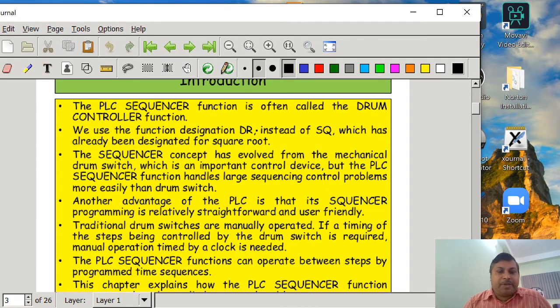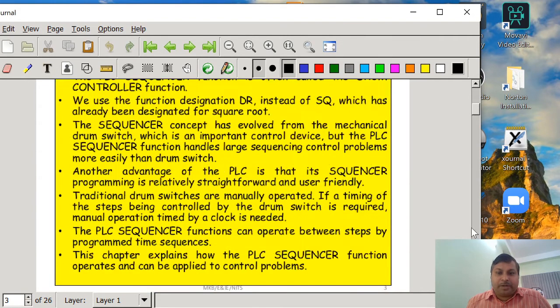Another advantage of the PLC is that its sequential programming is relatively straightforward and user-friendly. The traditional drum switches are manually operated. If the timing of steps being controlled by the drum switch is required, manual operation time by a clock is needed. But the PLC sequencer function can operate between steps by a programmed time sequence. This chapter explains how the PLC sequencer function operates and can be applied to the control problem. Let us try to understand that.